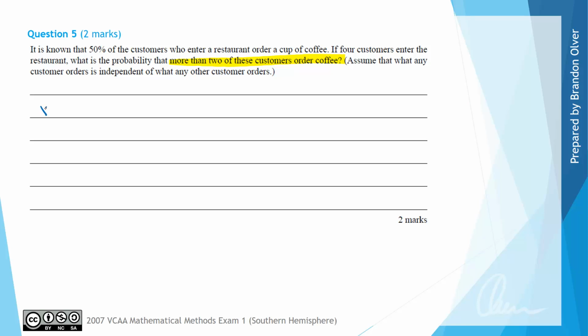So that means we could let the random variable x be distributed binomially with n is 4 and the probability of success is a half. Therefore, the probability that we have more than 2 customers ordering a coffee is equal to the probability that 3 of them buy a coffee, added on the probability that all 4 of them buy a coffee.